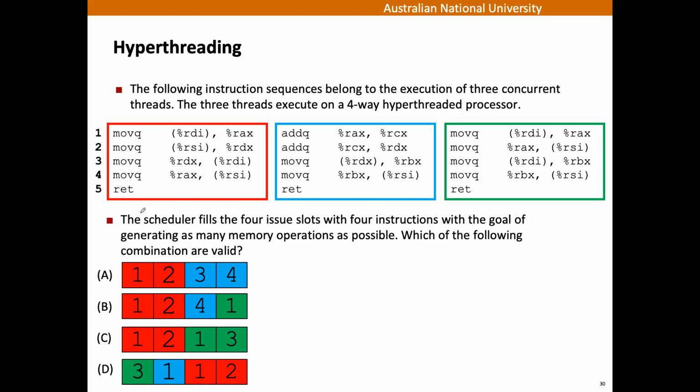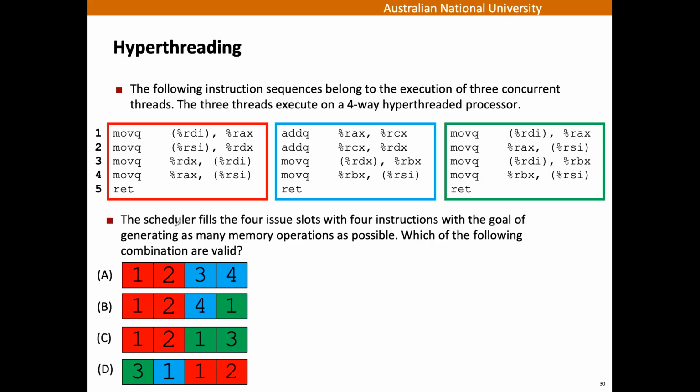The scheduler is trying to fill 4 issue slots with 4 instructions with the goal of generating as many memory operations as possible. Which of the following combinations are valid? Okay, so the first thing you want to do when you get a question like that is not panic. The assembly here, we're now testing your assembly skills.